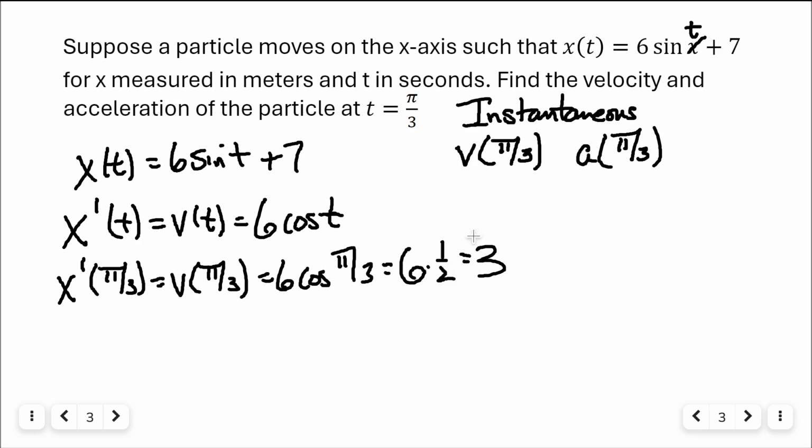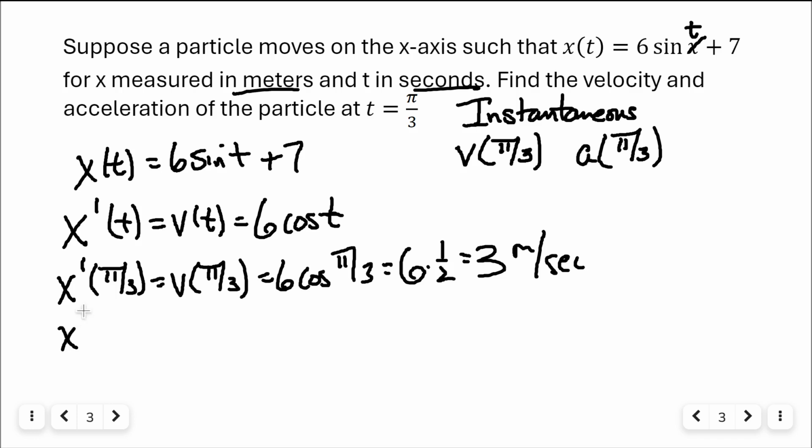Okay. Well, 3 what? We're talking about velocity, and we're measuring in meters and seconds. So this is a measure of meters per second. That's my velocity at pi over 3. At this instant, when t equals pi over 3, the velocity is 3 meters per second. And now I want to find the instantaneous acceleration, or the acceleration at pi over 3.